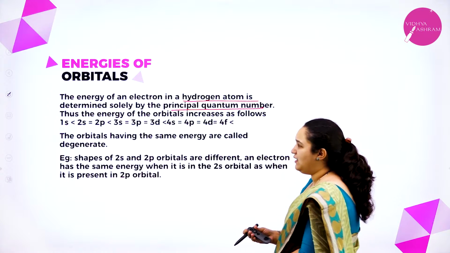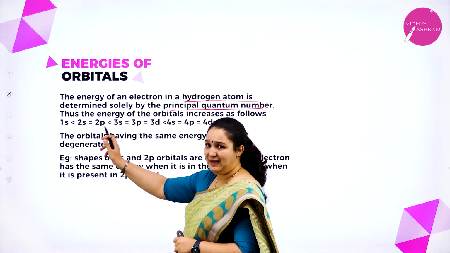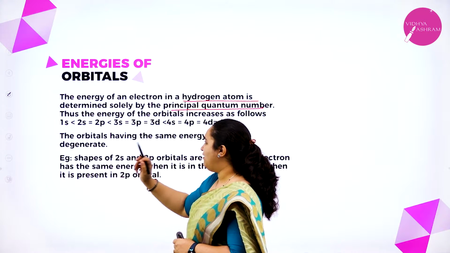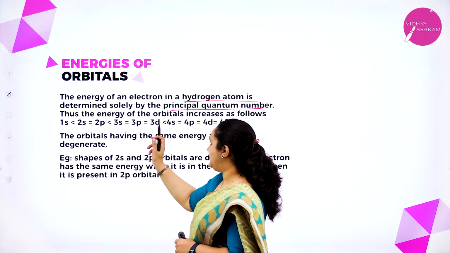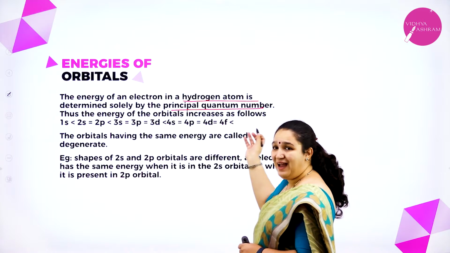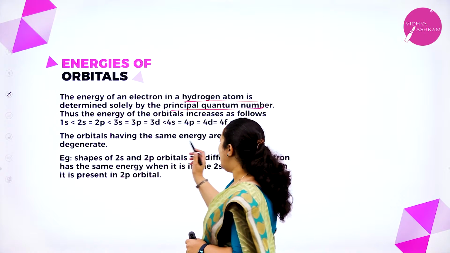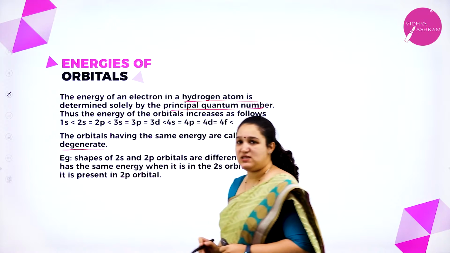So we have 1s, then we have 2s. 2s is equal to 2p, I have written. I will tell you what it is. Then we have 3s orbital, 3s, 3p, 3d, all of same energy. Then we have 4s, 4p, 4d, 4f and it will go on. Okay. Now the orbitals having same energy are called degenerate.